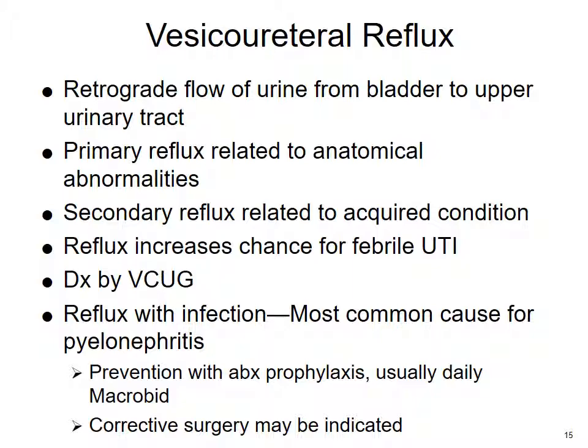So I mentioned earlier about the vesicoureteral reflux. This is the retrograde flow of urine from bladder to the upper urinary tract. And this is related to anatomical abnormalities. Typically, that would be the primary reflux. Secondary reflux is sometimes seen related to an acquired condition, could potentially be untreated UTIs causing scarring in this area.